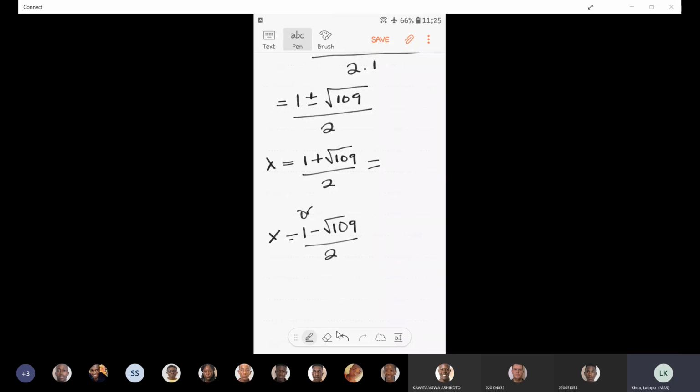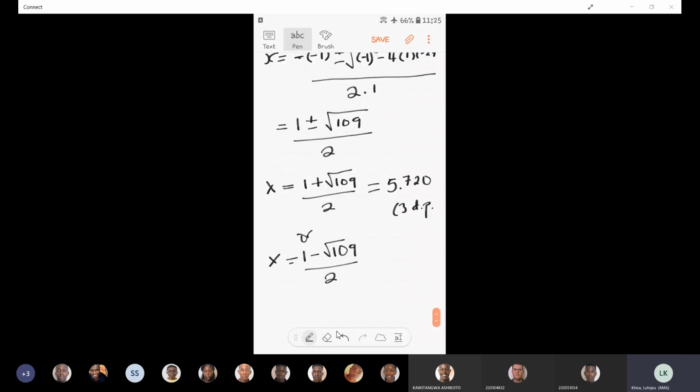For the first one, we get 5.720. So this is to 3 decimal places. And then for the second one, we get negative 4.720. Again, this is to 3 decimal places, and then you are done.